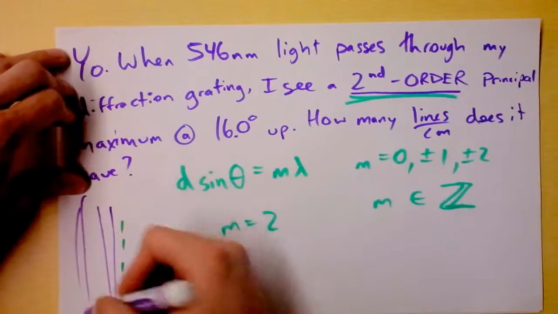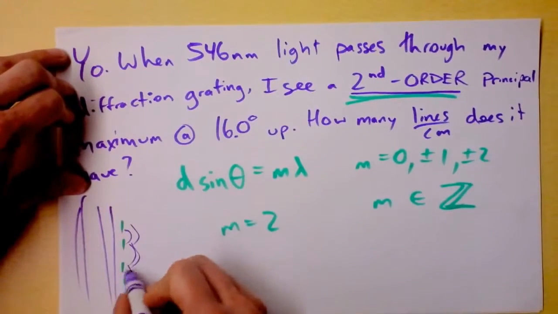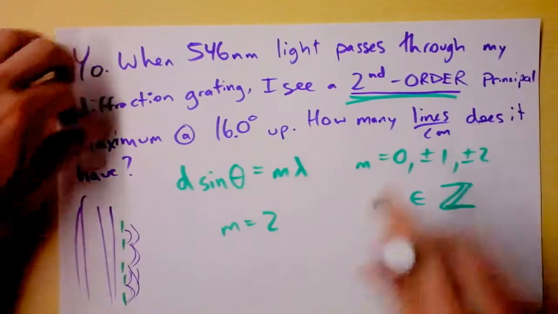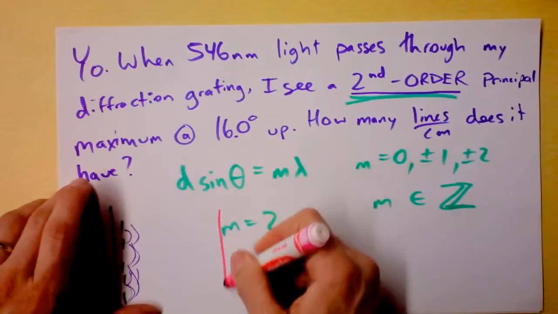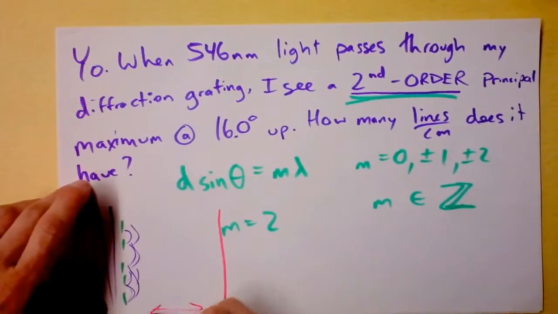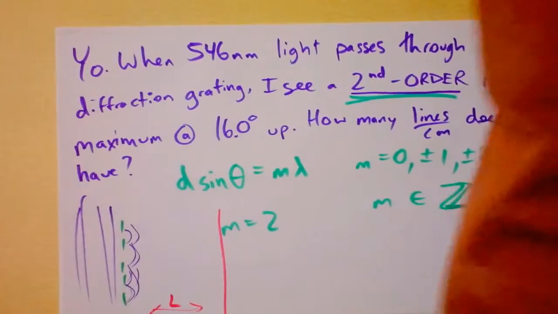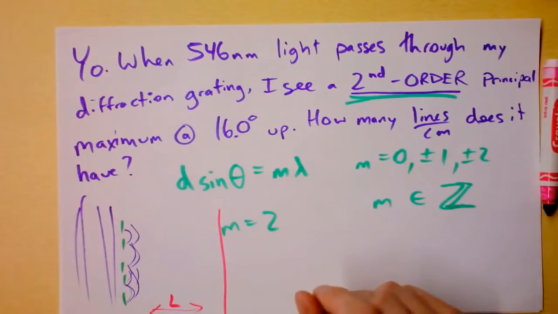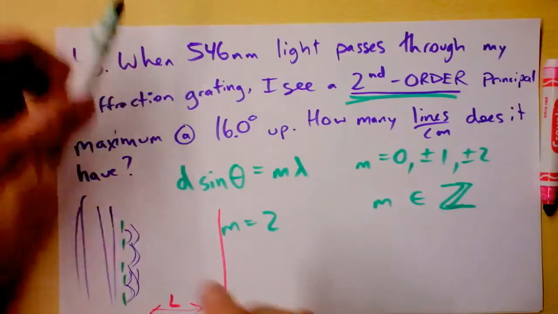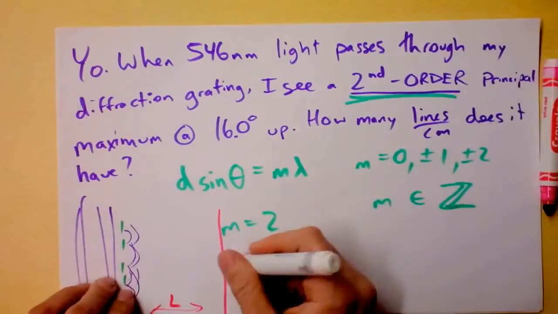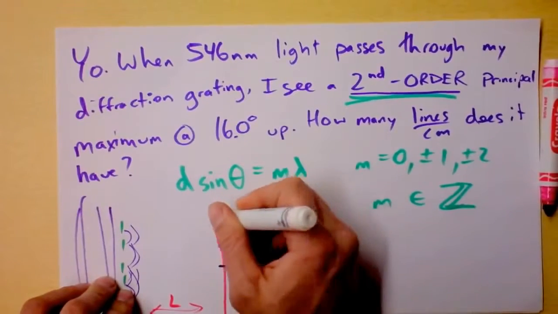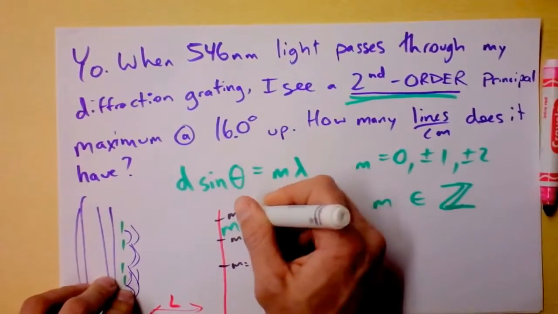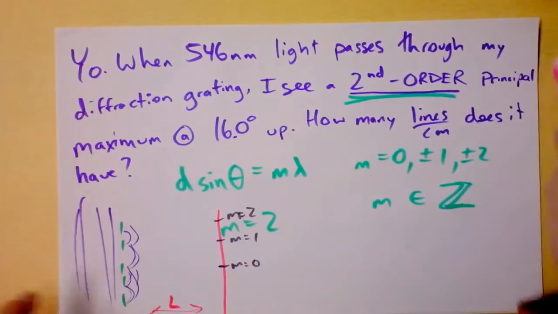Light's coming in like that, and we've got waves that are all going to interfere with each other in a really complicated way. And we've got a screen over here that's red, and this has to be a long way away. Good. And we've got an angle, and they're saying that this angle is 16 degrees. So I'm going to tick out some of these. This is m equals 0, this is m equals 1, this is m equals 2, and m equals 2 is where we're talking about.